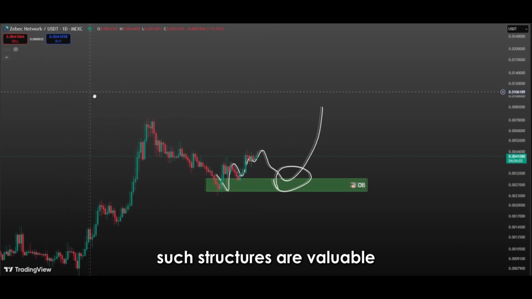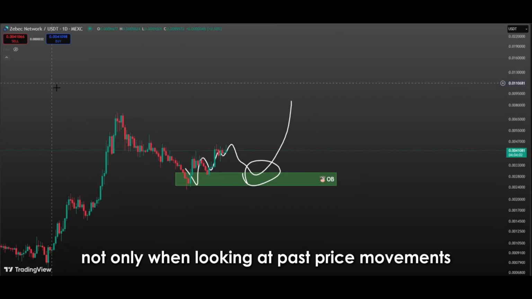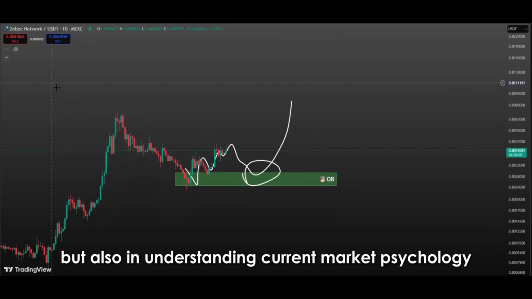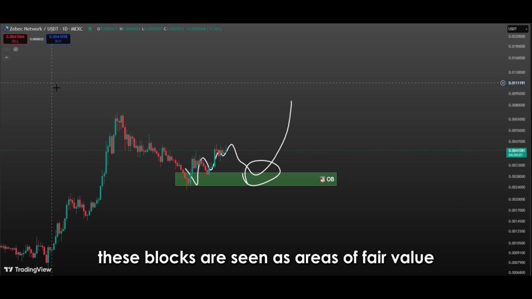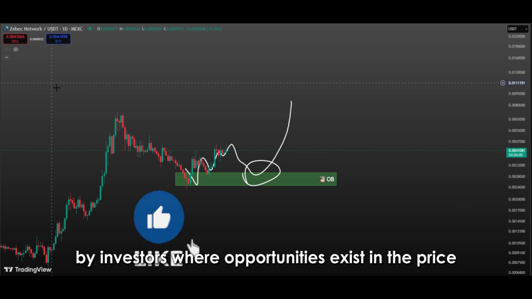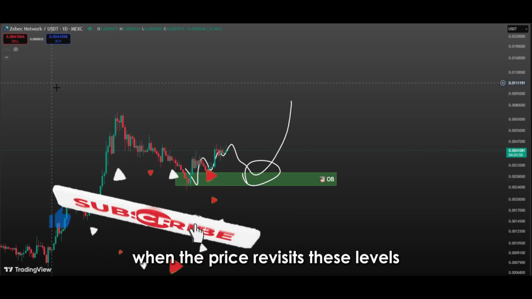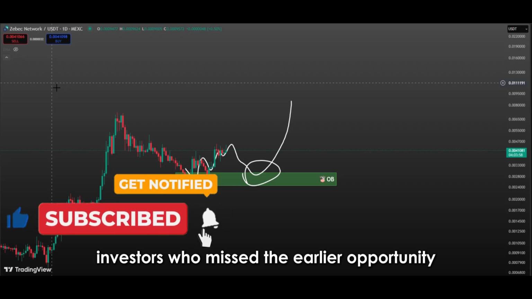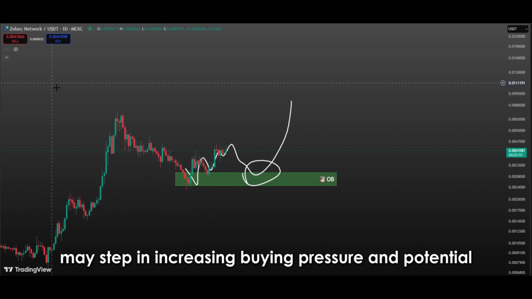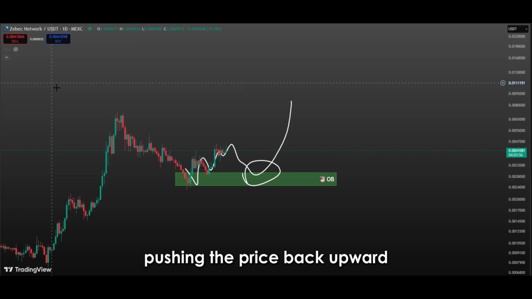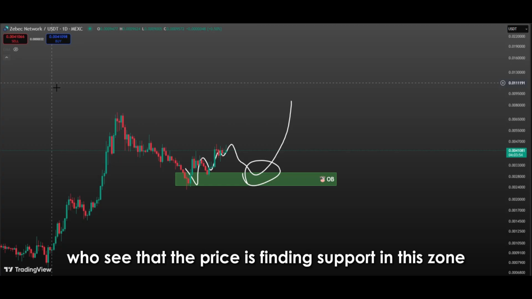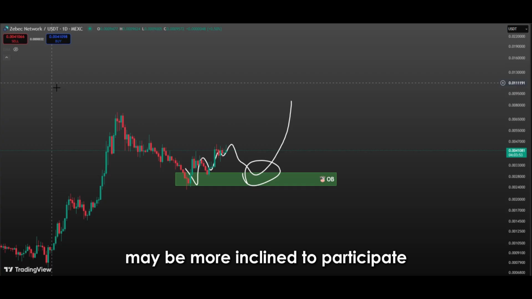Such structures are valuable not only when looking at past price movements, but also in understanding current market psychology. These blocks are seen as areas of fair value by investors, where opportunities exist in the price. When the price revisits these levels, investors who missed the earlier opportunity may step in, increasing buying pressure and potentially pushing the price back upward. Moreover, not just retail traders, but also larger players who see that the price is finding support in this zone may be more inclined to participate, further fueling the momentum.